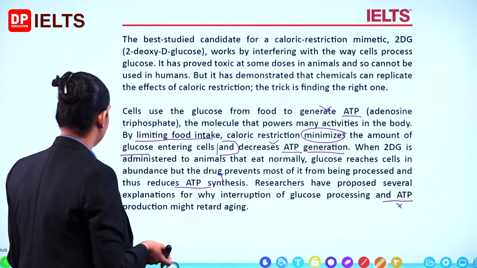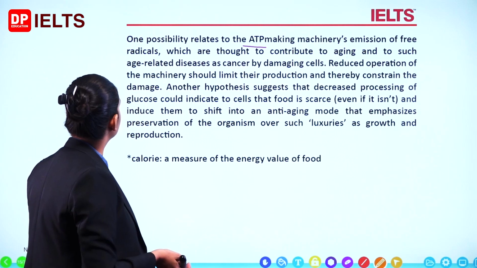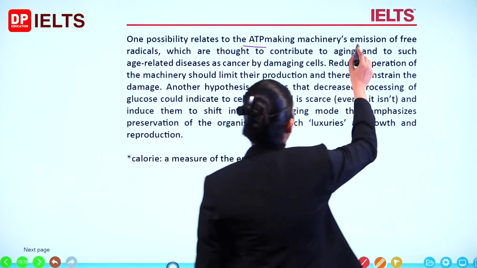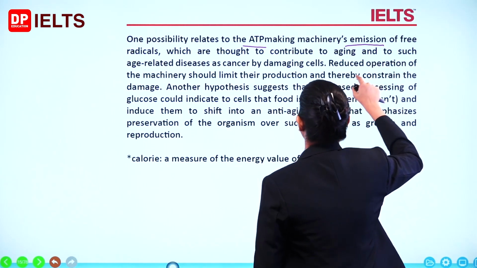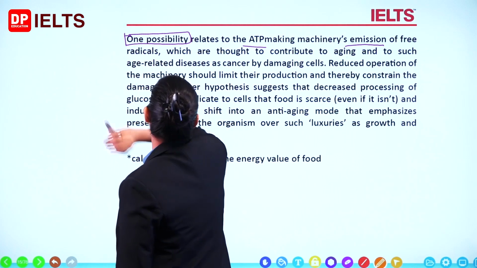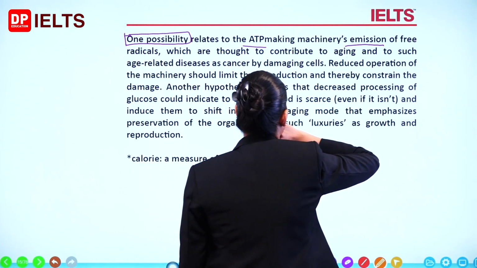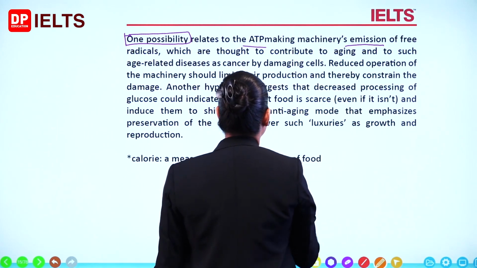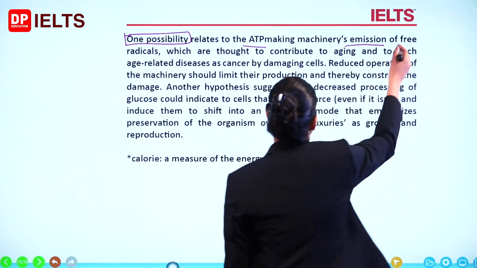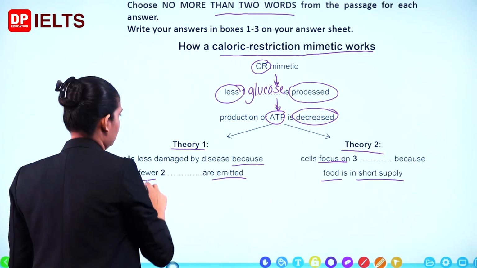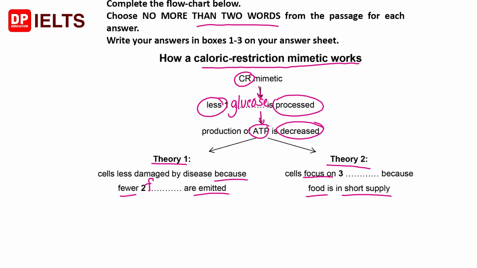Okay, emitted, emitted. Where do we find emit? Aha, emission is there. Let's read this and see. One possibility means one theory relates to the ATP making machinery's emission of free radicals. What does it emit? Free radicals. So, coming back to our question, right? Fewer of what are emitted? Free radicals.